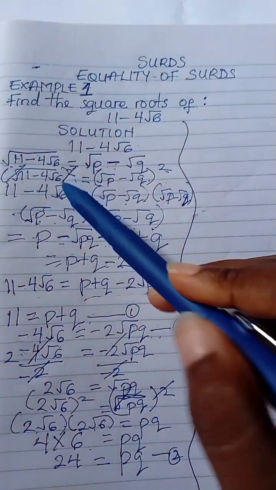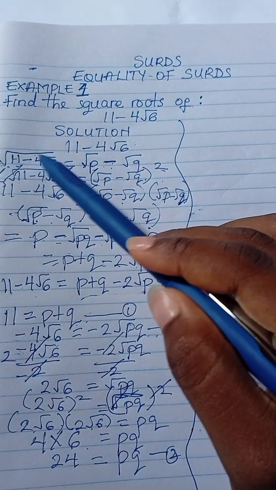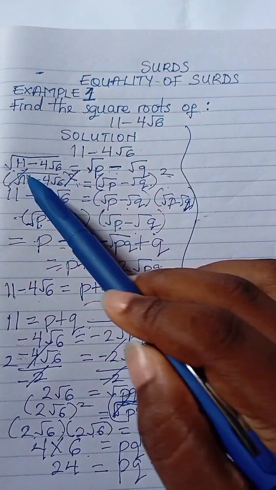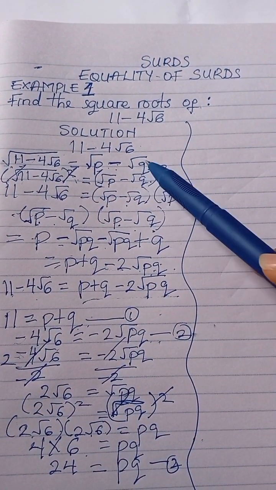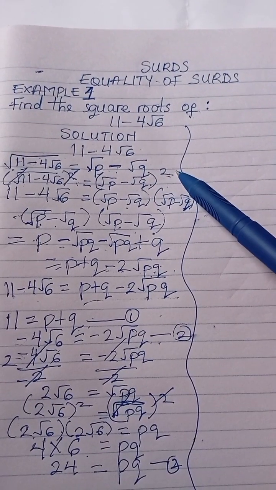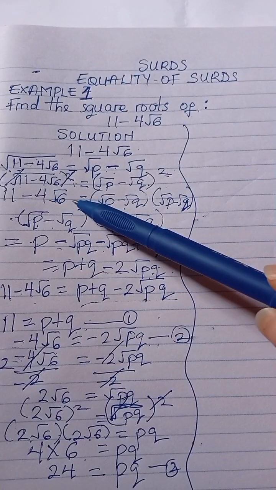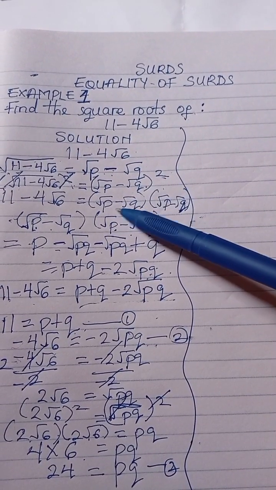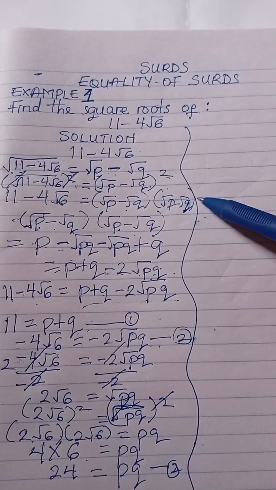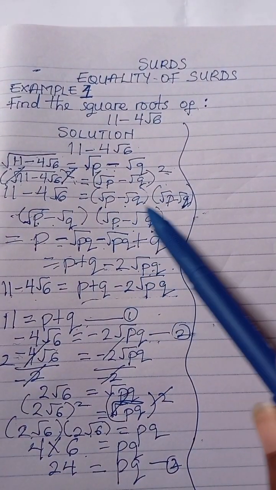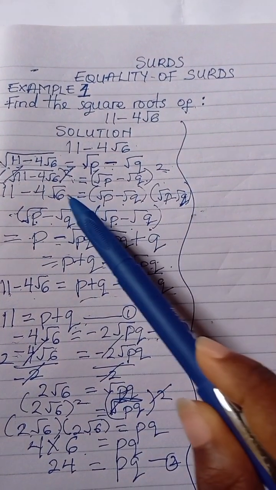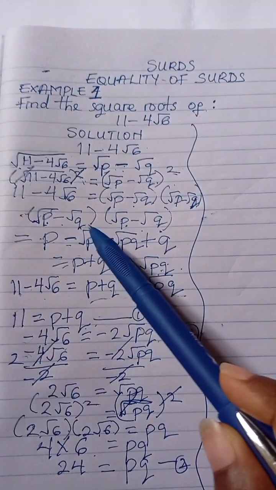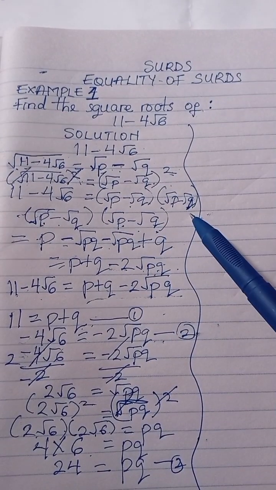So from here now, I took the square of both sides to cancel out this square root sign. The square will cancel this, and I took the square of this one too, (√p minus √q) all squared. So it now remains 11 minus 4√6 equals the square of this, which means this thing in two places: (√p minus √q) into (√p minus √q). I'm not saying that I've cancelled out this one, but I want to solve this part first, which is (√p minus √q) into (√p minus √q).